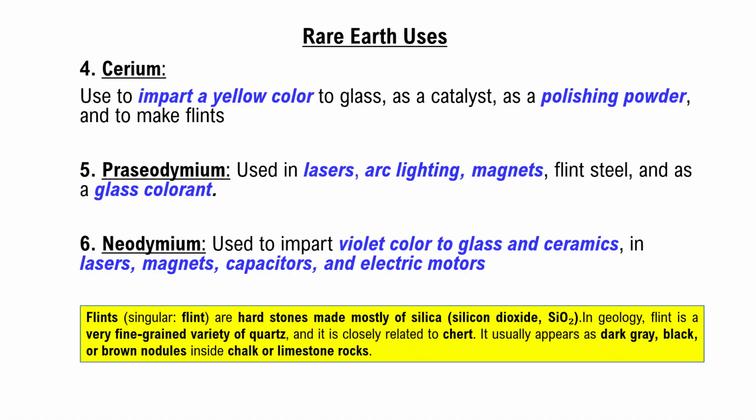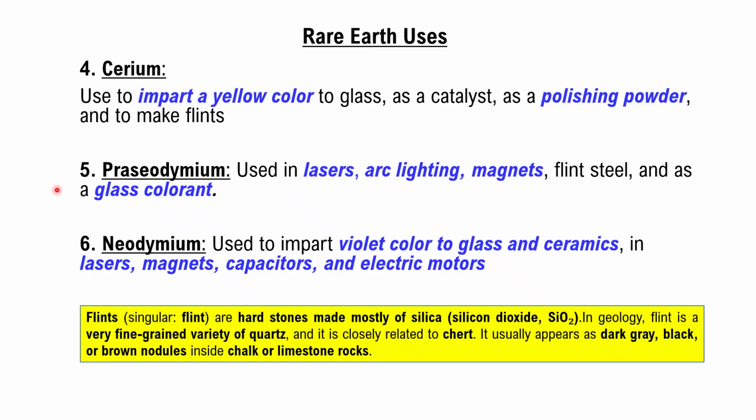Number four, cerium, used to impart a yellow color to glass, and as a catalyst, as a polishing powder, and to make flints. Flints are hard stone made mostly of silica, that is silicon dioxide, SiO2. In geology, flint is a very fine-grained variety of quartz and is closely related to chert. It usually appears as a dark gray, black, or brown nodule inside chalk or limestone rock.